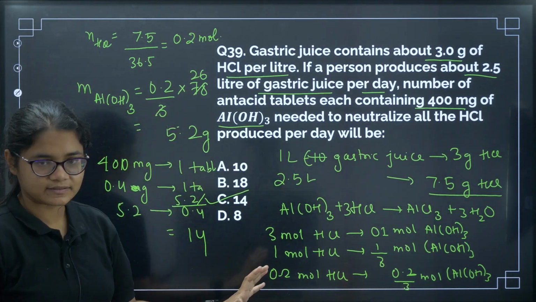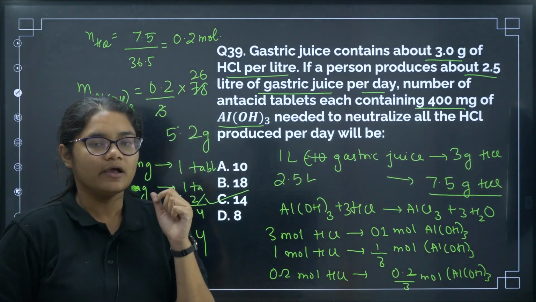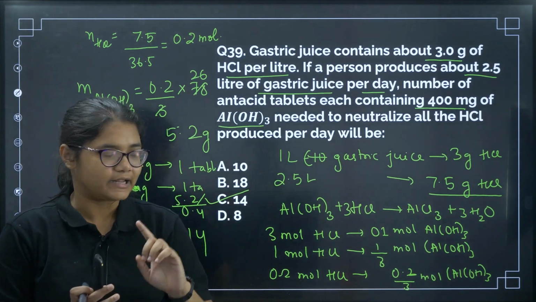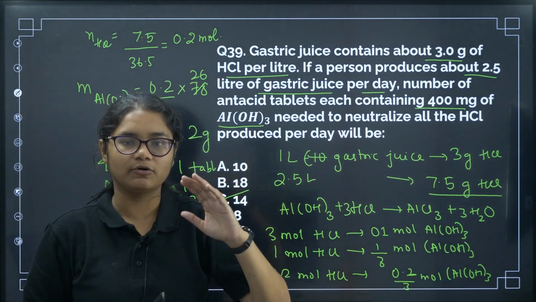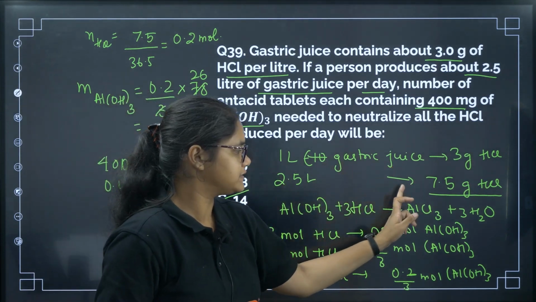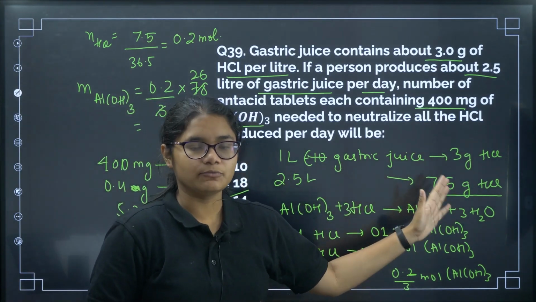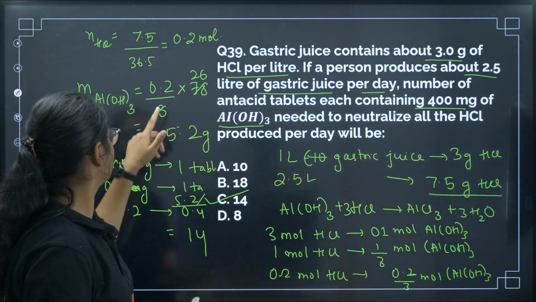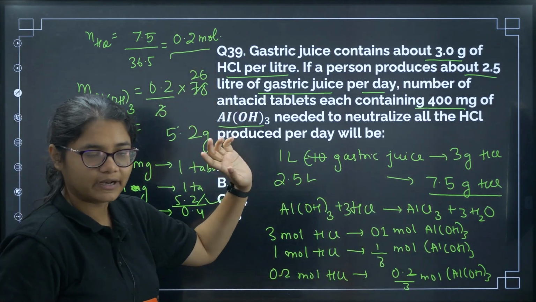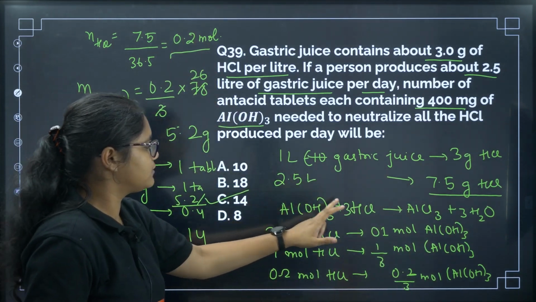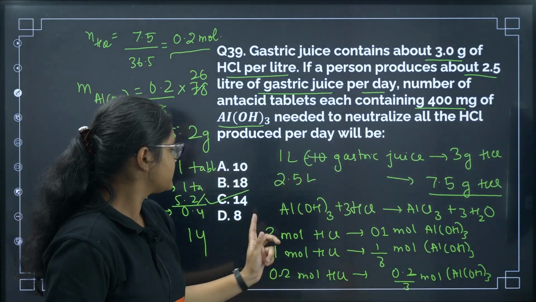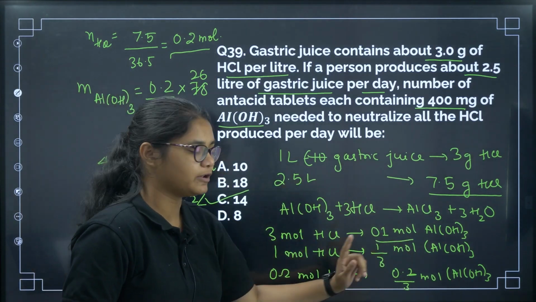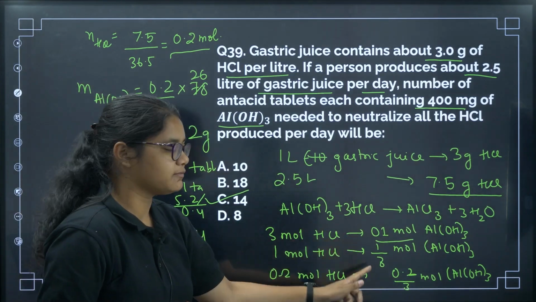Once again, I will repeat this question if you haven't understood. See, 1 liter of gastric juice contains 3 gram of HCl. In the body, it is producing 2.5 liters of gastric juice. So, total amount of HCl is 7.5 gram. So, how many moles of HCl are present? Number of moles of HCl is 0.2 moles, right. Now, according to the stoichiometry, 3 moles of HCl will react with 1 mole of aluminum hydroxide. So, 1 mole of HCl will react with 1 by 3.